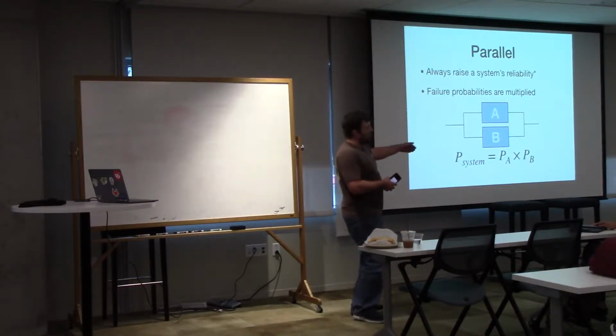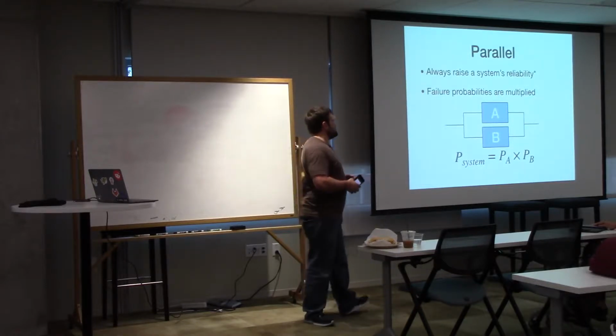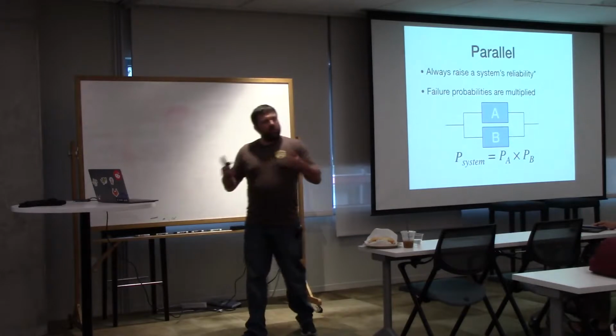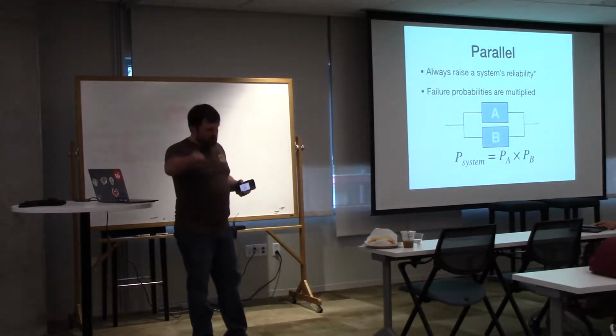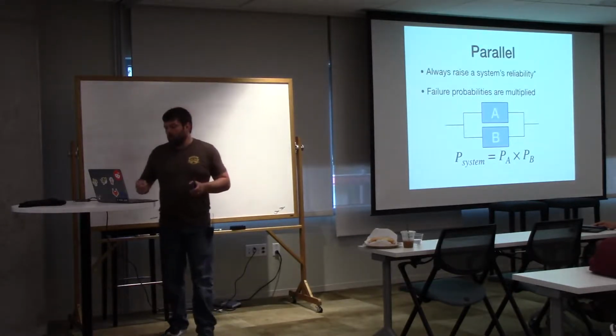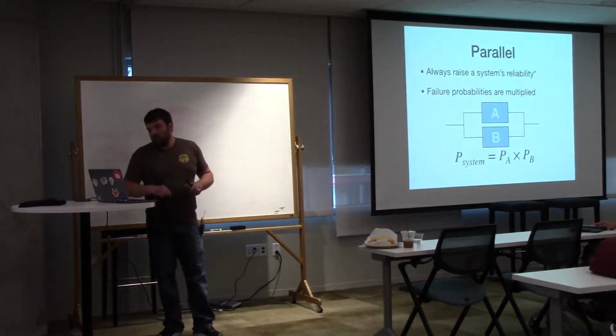I can take a couple of those, put them in parallel, like RAID, like ZFS, and I can take my probabilities of failure and multiply them together. And if you remember a little bit of math, when you multiply a number that's less than 1 by another number, you're going to get a lower number than that other number. So if you take 0.1 multiplied by 0.1, you get 0.01.